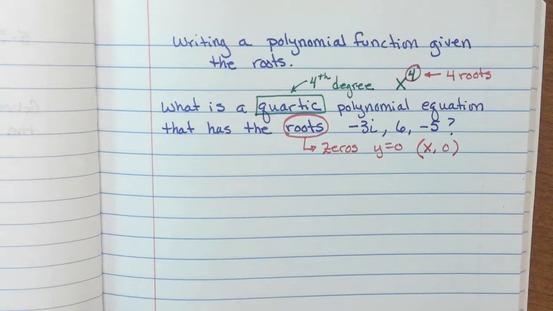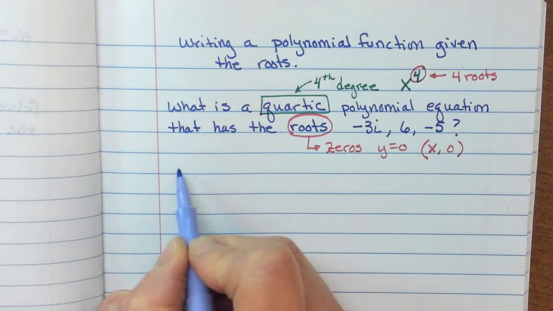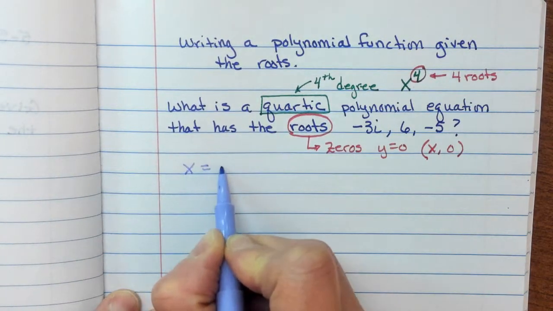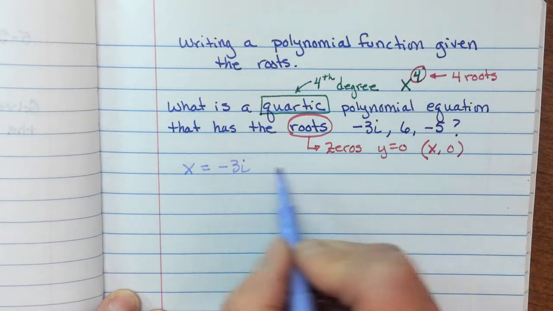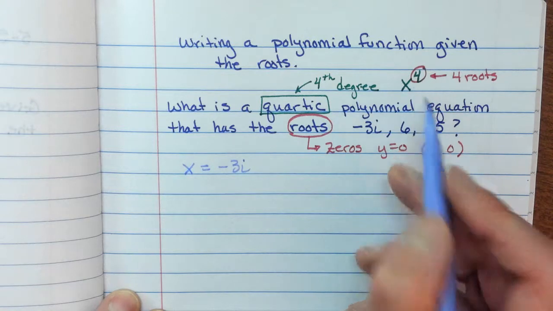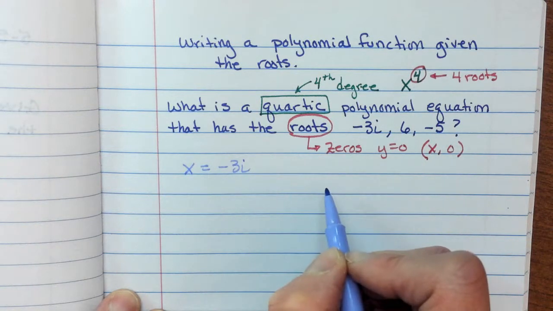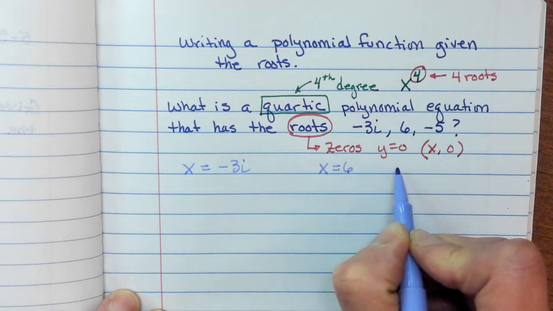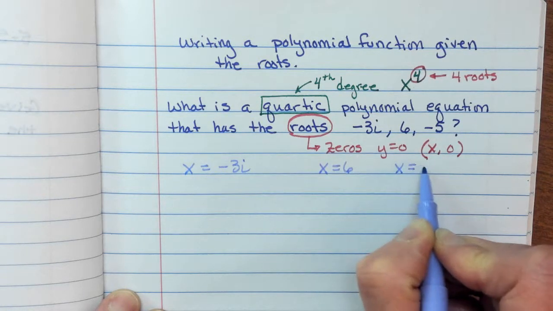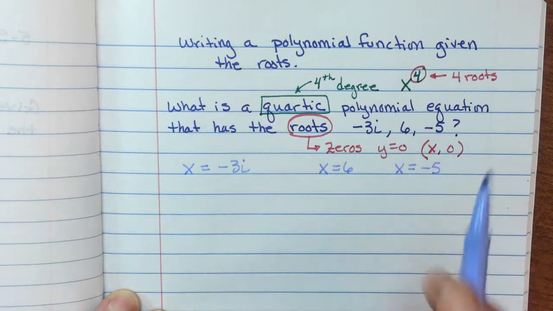So before I talk about that, let's go ahead and write down what our zeros are. So I have x equals negative 3i. I'm going to leave a space for a reason, because remember I need 4 roots, and it has to do with this imaginary number. I also have x equals 6, and I also have x equals negative 5. So those are my zeros.